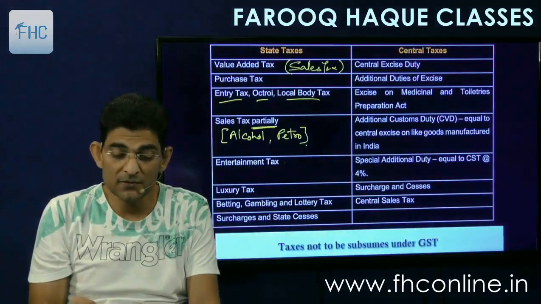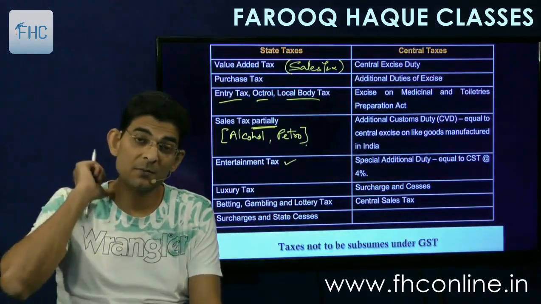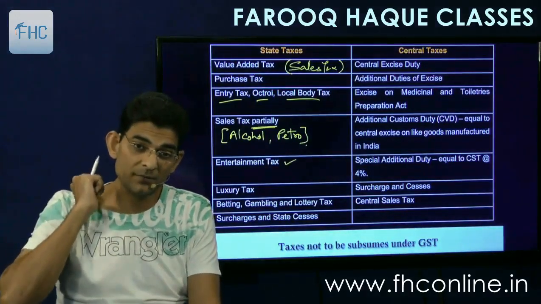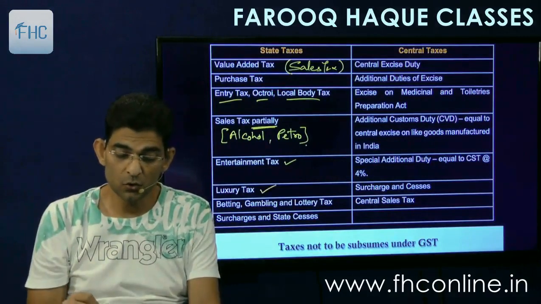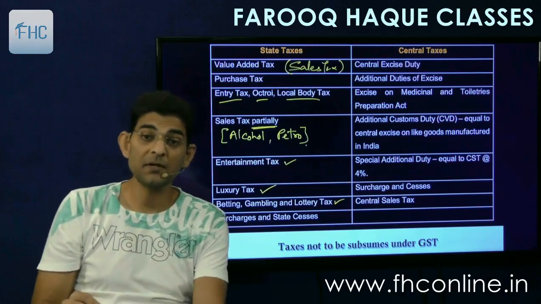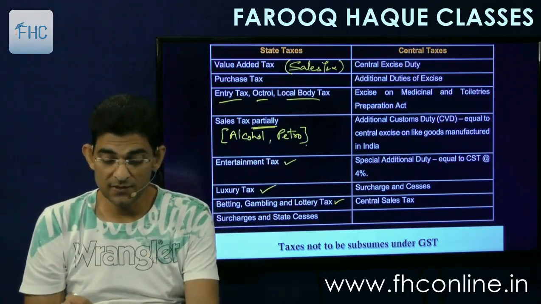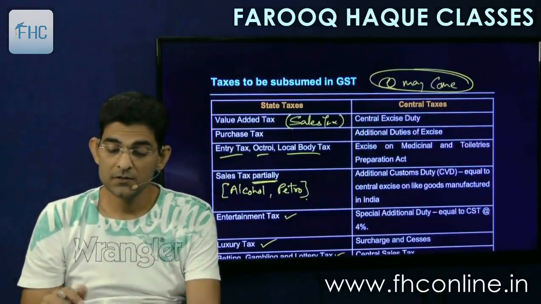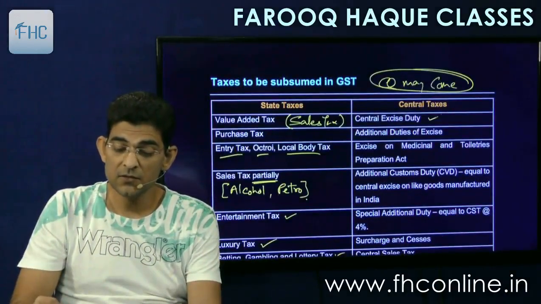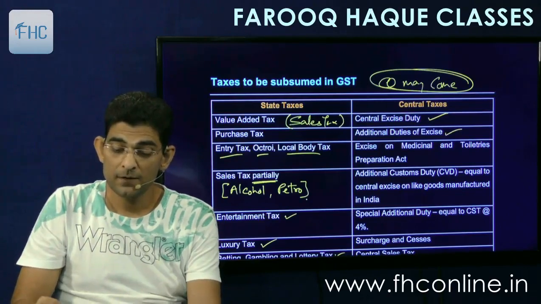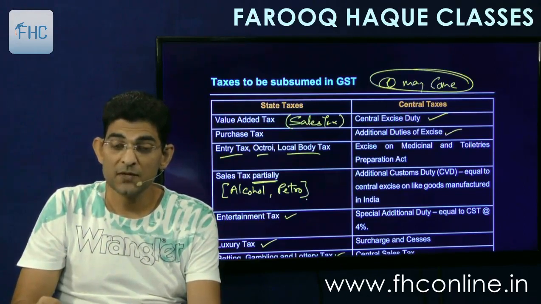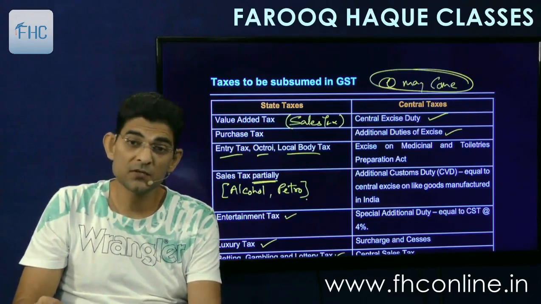Then entertainment tax, that was a tax on different entertainment events like movies and all. Luxury tax on hotels, betting, gambling and lottery. There was a separate tax, now covered by GST, and surcharges and state cesses. Similarly, in central excise duty, additional duty of excise, then additional duty of excise in customs, so this you will understand in customs.